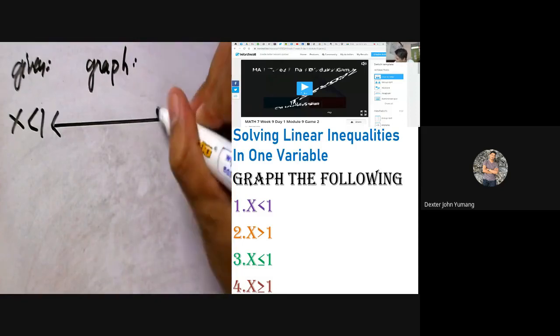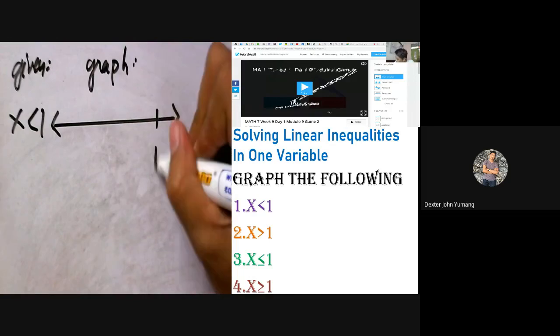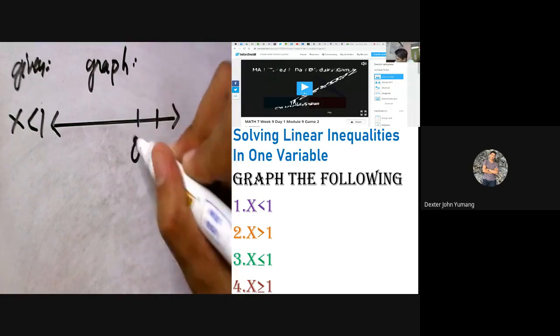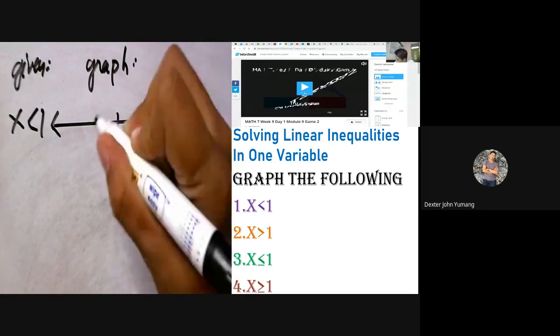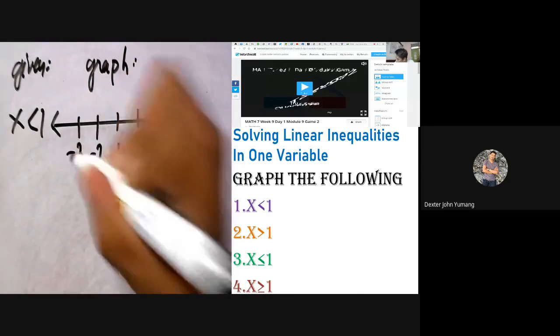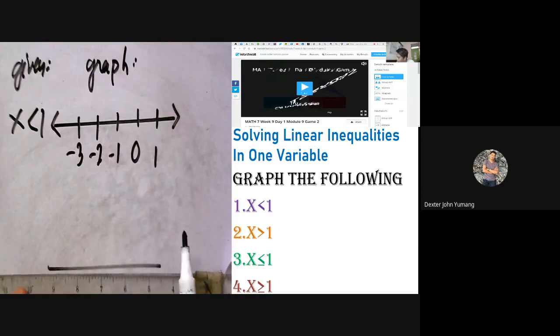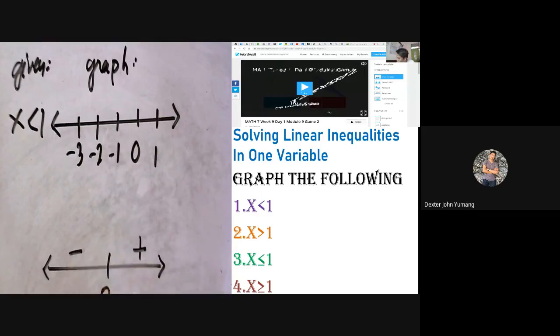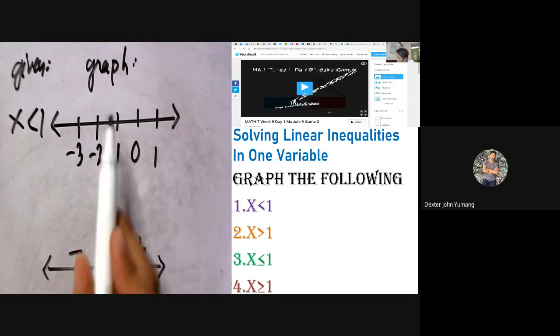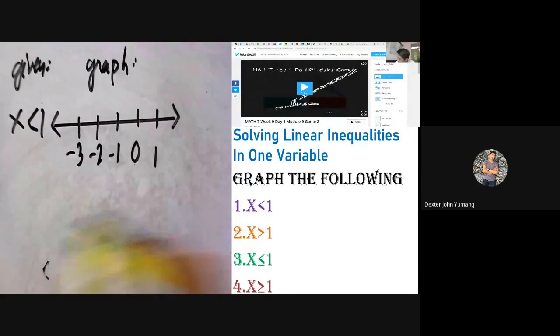So kung 1 ito, okay, tapos 0, negative 1, negative 2, negative 3. By the way, kung mag-graph kayo, kung ito yung number line ninyo, 0 is andito, tapos dito yung positive numbers, dito naman yung negative numbers, okay? Okay lang po na hindi magpantay yung numbers, basta masulat nyo yung kailangan na numbers.